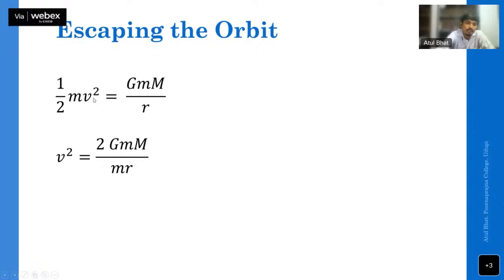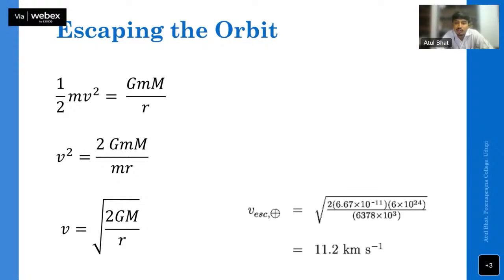I've got 2 here in the denominator, it goes to the numerator. So I've got v squared is equal to 2GMm by mr. Again, m and m will cancel out, and we've got v is equal to root of 2GM by r. This is known as the escape velocity.